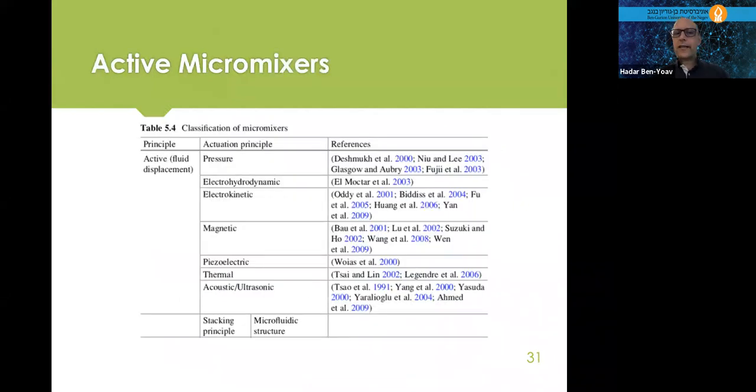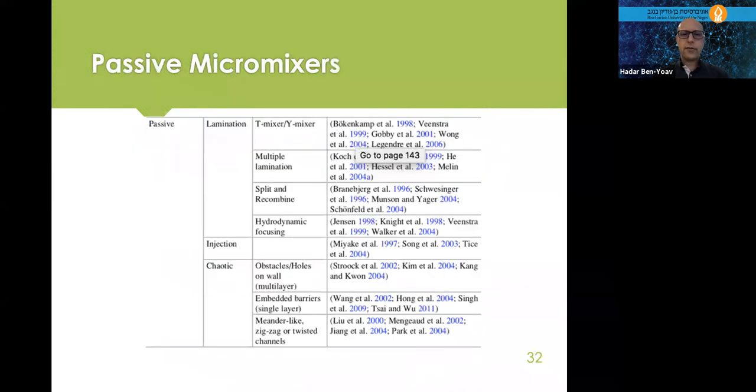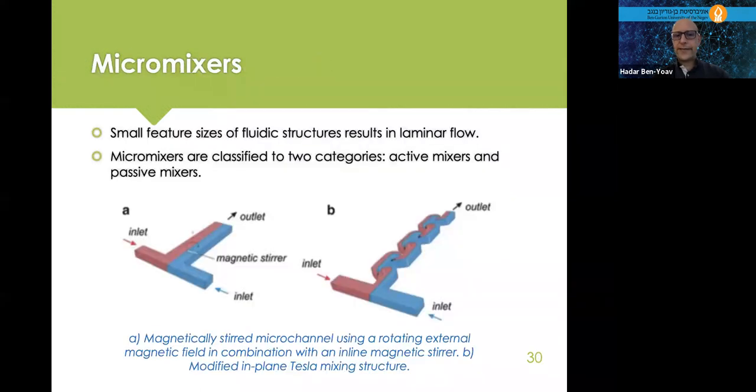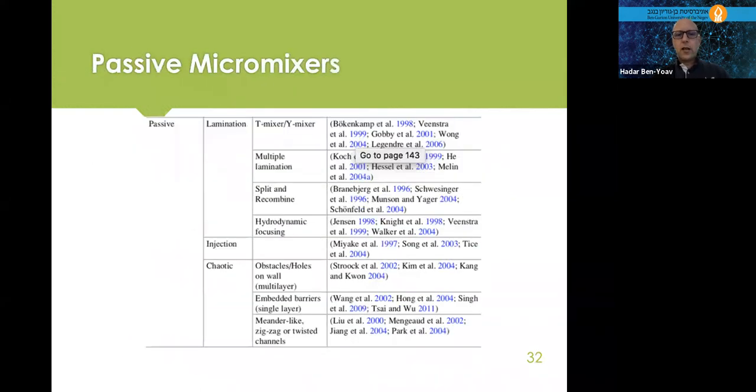There are active micromixers: you apply pressure, magnetic actuation, piezoelectric, thermal, acoustic, and so forth. The more passive ones, the T or Y mixer, I think this was the T mixer, injection, chaotic, and so forth.